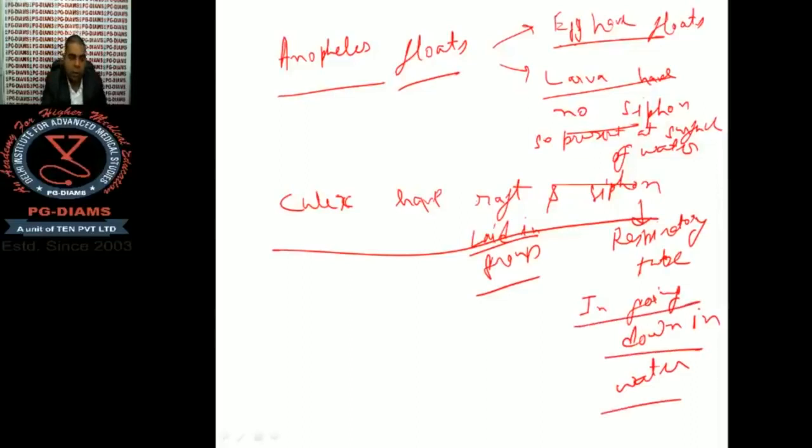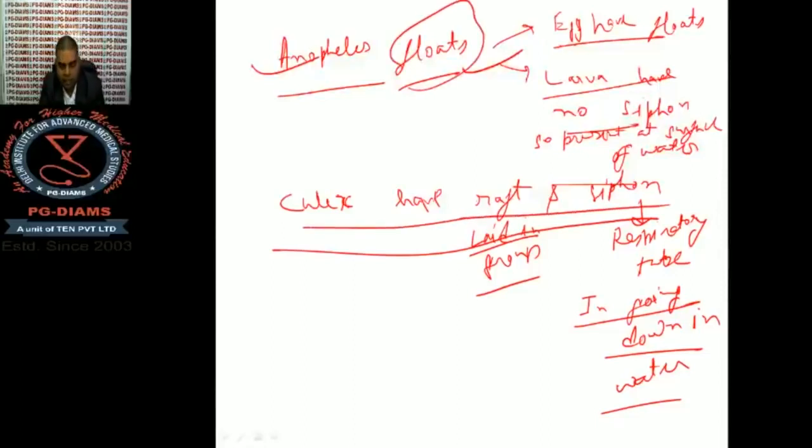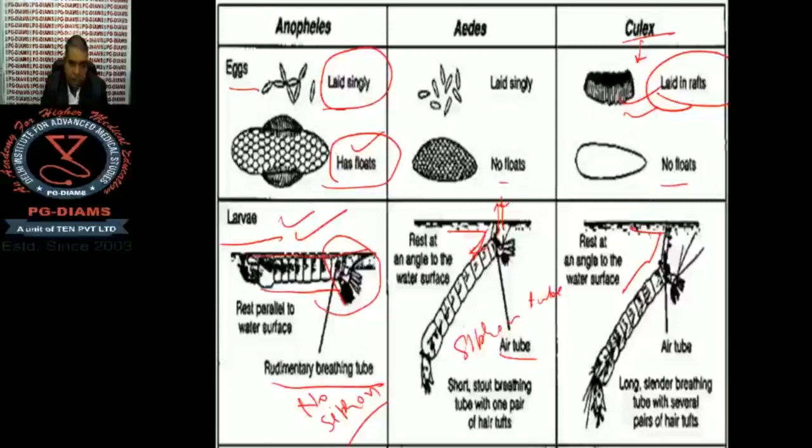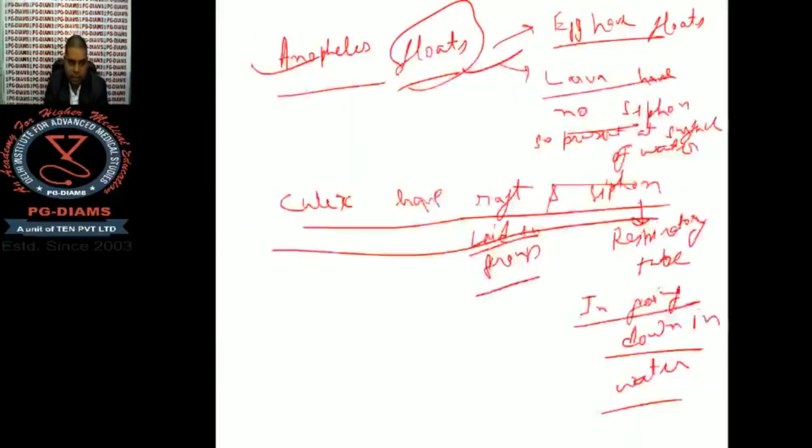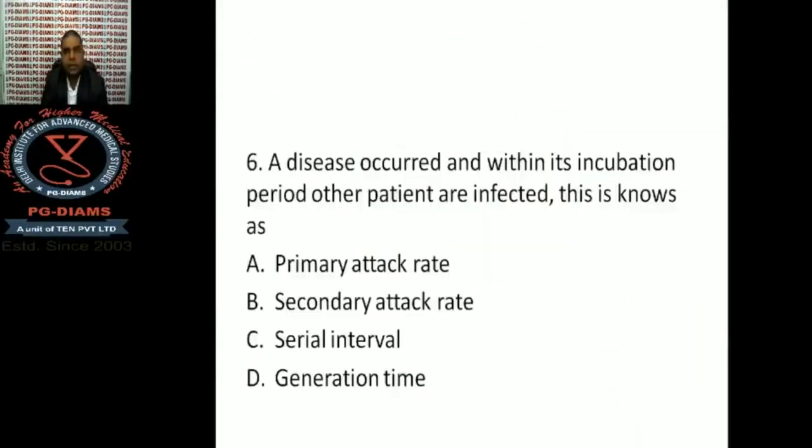So what you have to remember: Anopheles floats, one thing, and then Culex has raft and siphon, is another thing. Okay, there is nothing peculiar about Aedes. Aedes has a single egg, no float, and it has a siphon. Okay, clear? Now let's move to another question.